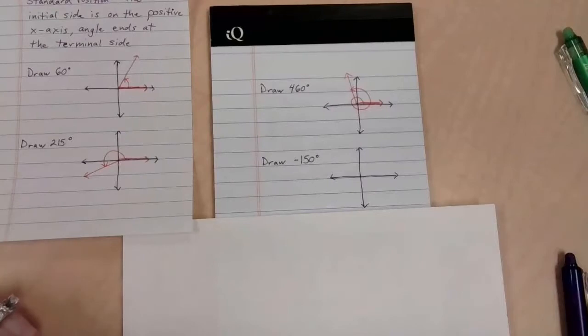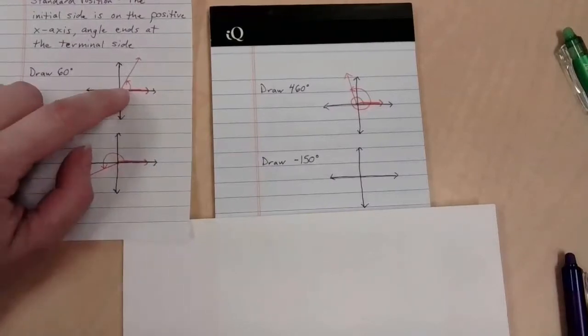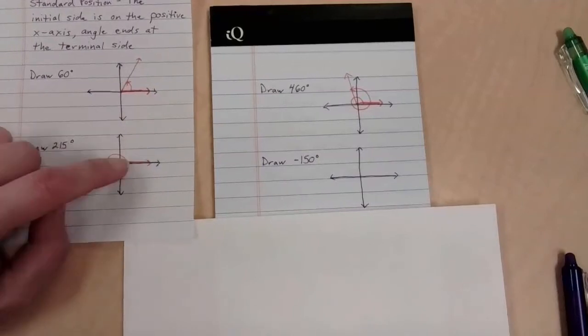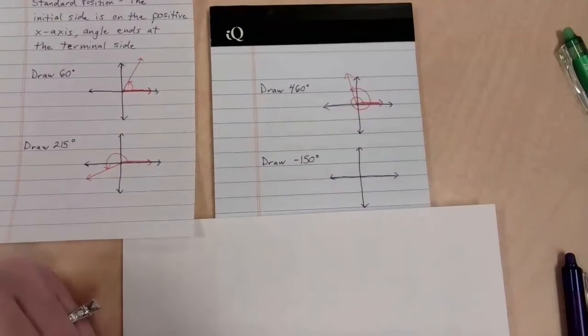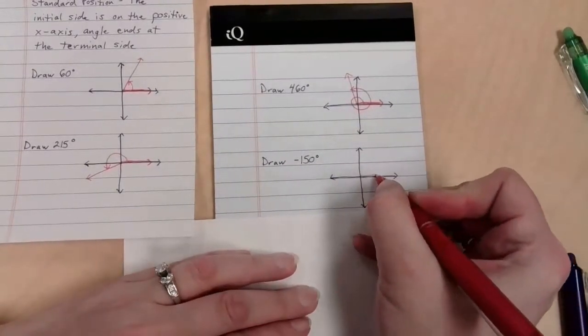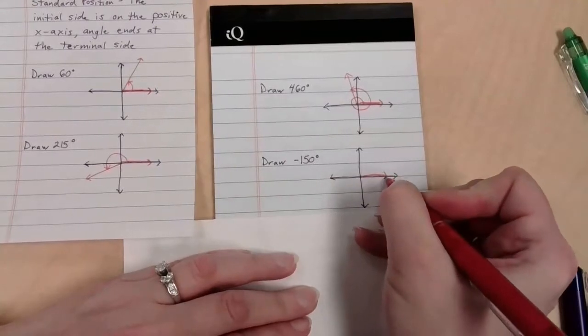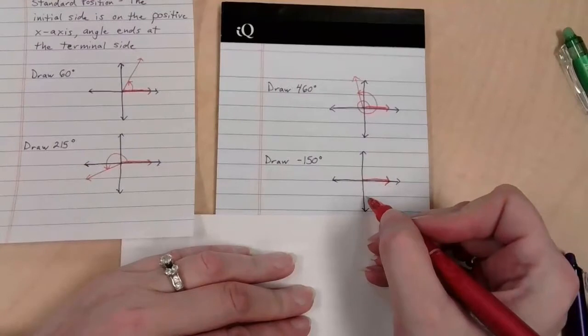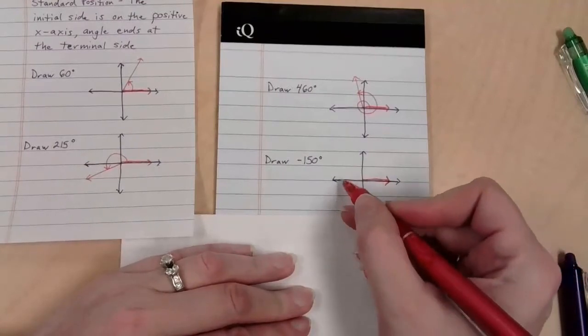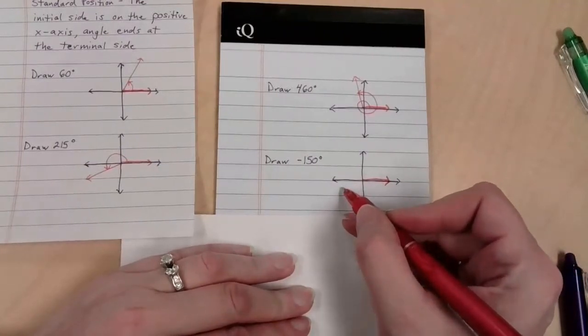I say yes. If you think about this as direction, this arrow went up, this arrow went up, this arrow went up. Two guesses as to how to make a negative 150-degree angle. We're still going to start the initial side on the positive x-axis. This would be negative 90. Yes, this would be negative 180, so we want to be just shy of that.